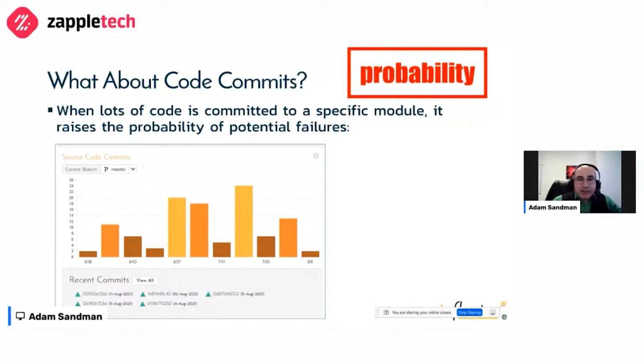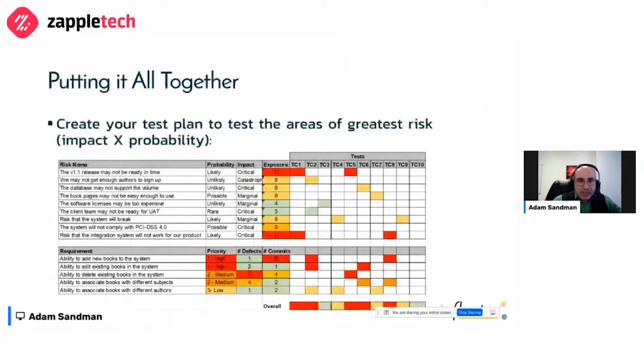Just because it increases the likelihood of something being wrong, it doesn't necessarily mean there is something wrong. Again, it's probability, it's risks, not actual things that are wrong. Okay, so that's a lot of stuff. But if you put it all together, this is the key.